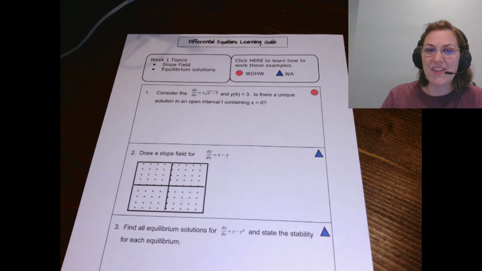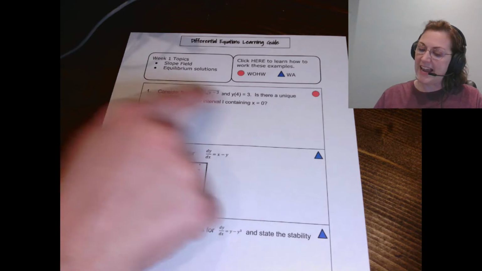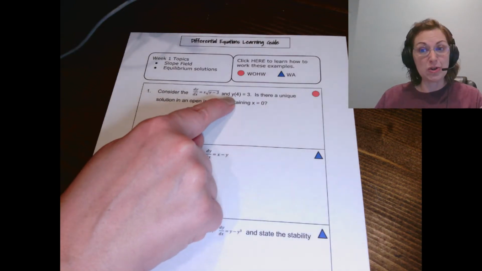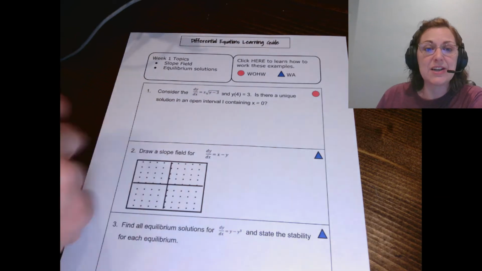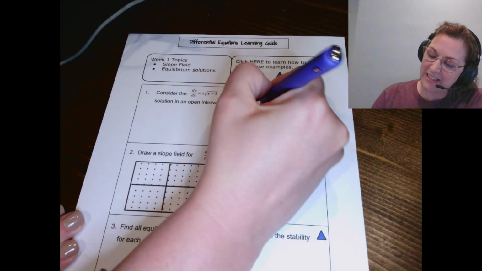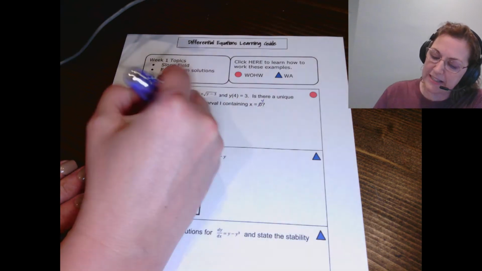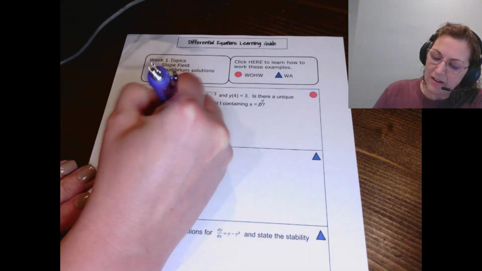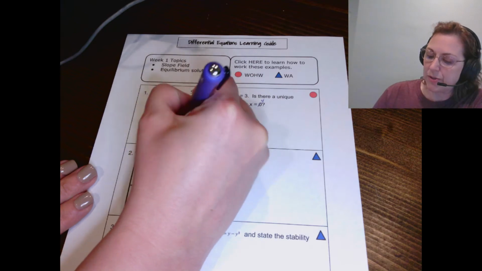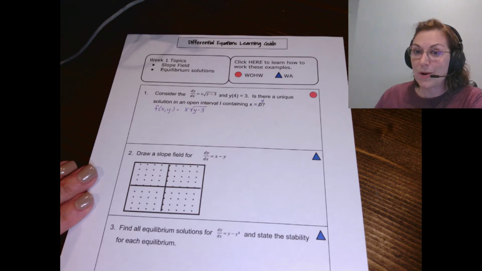Well, let's dive in. This video is going to focus on equilibrium solutions and slope fields. Looking at our first problem, we want to consider the differential equation given and the initial point we are given, and we're asked: is there a solution in an open interval that contains x equals, and I think that should be x equals 4 there. So let's go ahead. There's a couple of criteria. We're going to consider our function to be our differential equation here. So we've got the function f of x, y is equal to x times the square root of y minus 3.